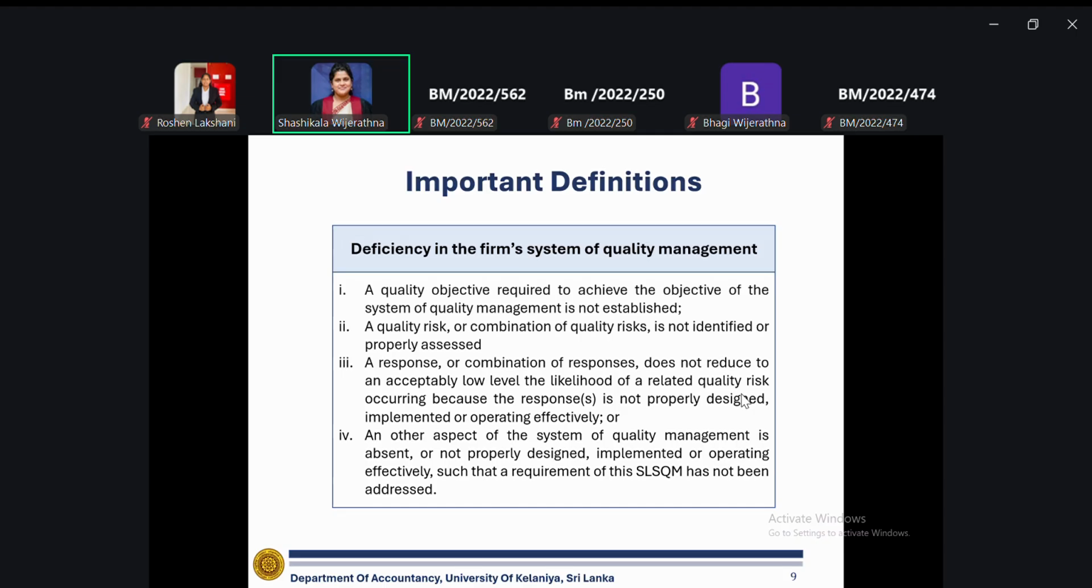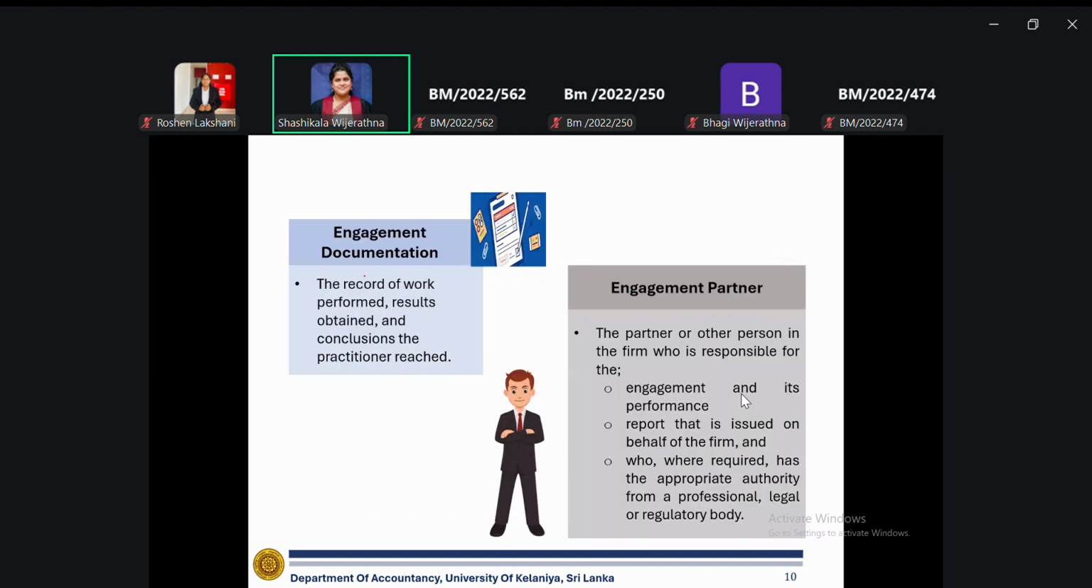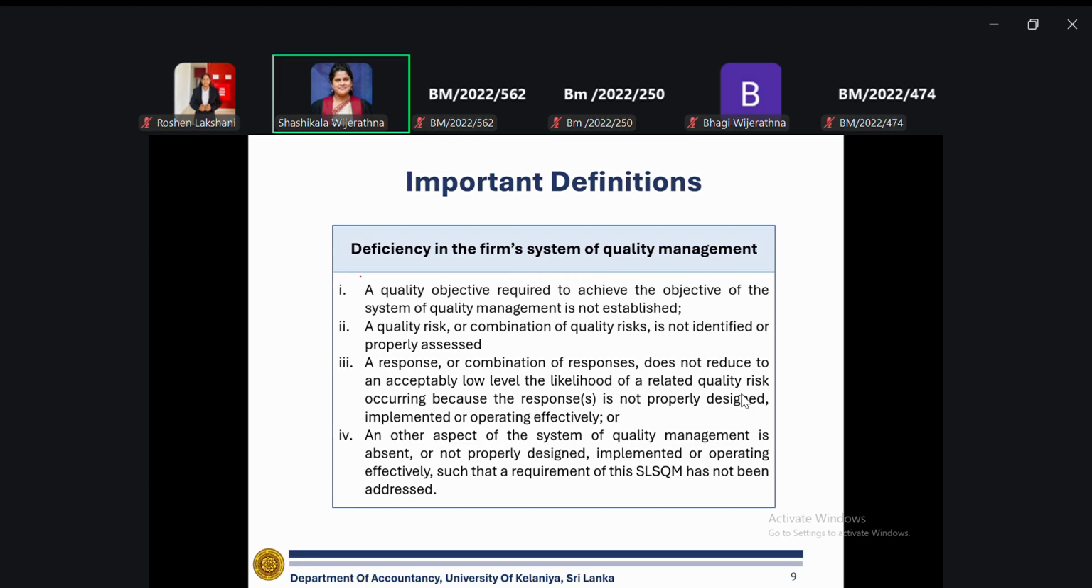Simply that this SLSQM has not been fully adapted in the business organization. There are some loopholes in the firm's system of quality management. We say that there are deficiencies in the firm's system of quality management. The first one is, if any of these are there, we say that there is a deficiency in the firm's system of quality management.